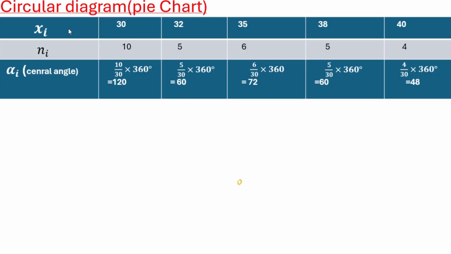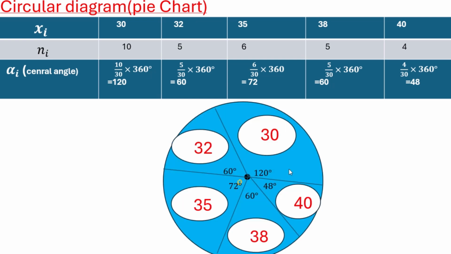Circular diagram or pie chart. Here we have xi, 30, 32, 35, which are the masses of the pieces of chocolate. How to calculate the angle of each modality? We multiply the frequency by 360 degrees. Here the pieces of mass 32 are in the angular sector 60 degrees, in the angular sector 72, and so on. This is the circular diagram or pie chart.